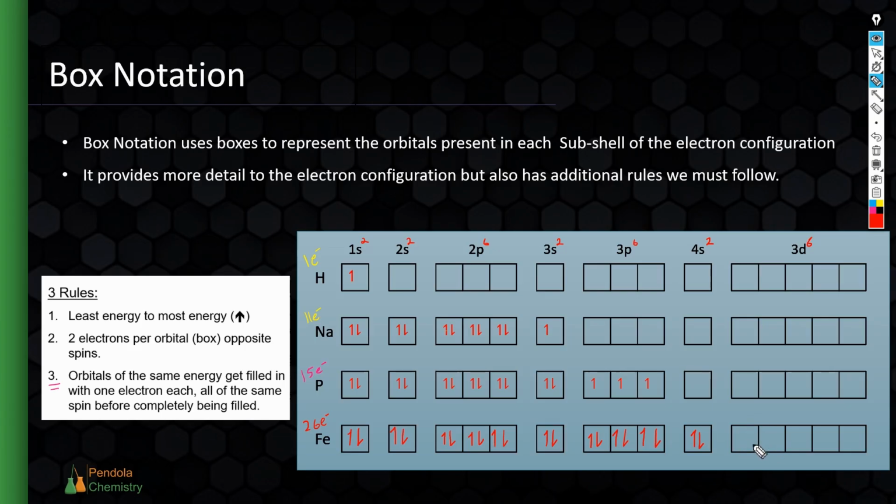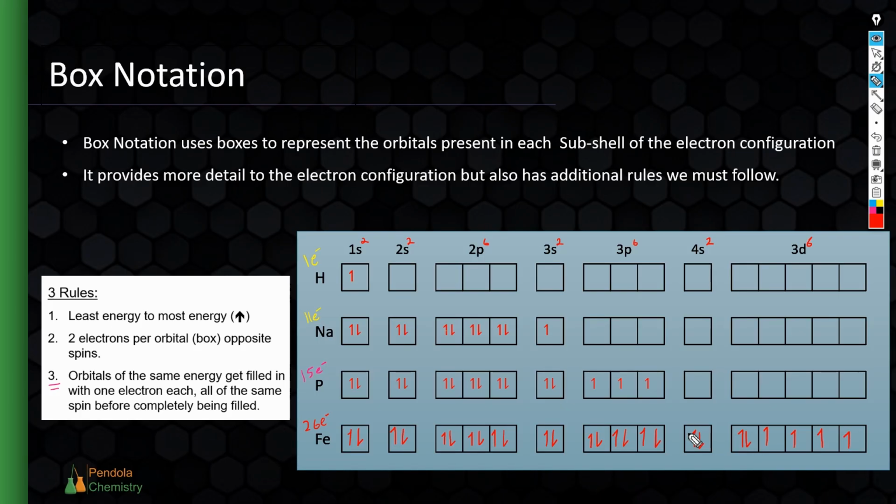Again, we're not going to put 6 by putting 2 in the first 3. We're going to do 1 per box: 1, 2, 3, 4, 5. Now that we don't have anywhere to put the 6th one that's not already taken, that's when we put the 6th one paired up back in the first box. And always remember that if there are 2 in an orbital, if there are 2 in a box, they have to point in opposite directions. So these are the box notations.